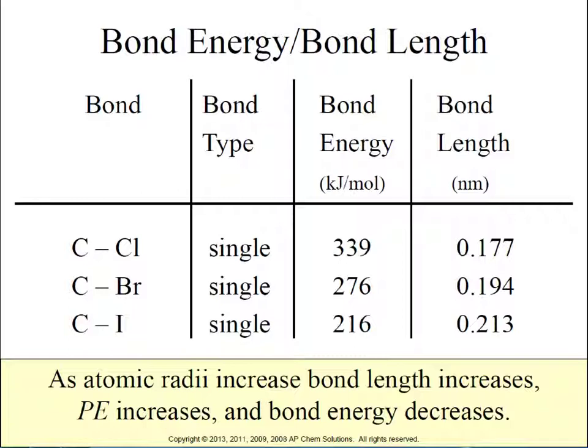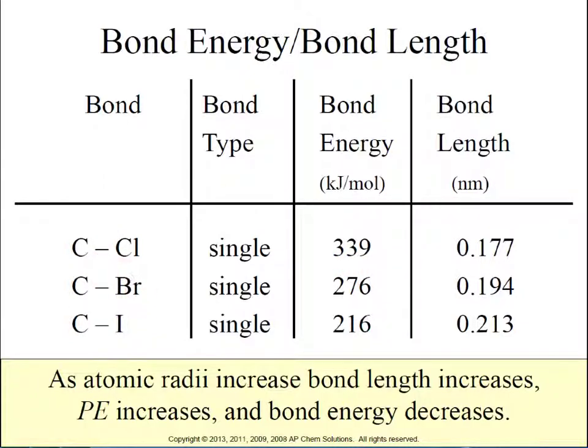Okay, here are three examples. These are all carbon bonded to different halides. If you look on your periodic table, chlorine, or chloride, is the smallest, and iodide is the biggest, so these go down on the periodic table. All of them are single bonds, and we can see the bond energy to form this one right here, which has the smallest bond length because chloride is the smallest, is 339 kilojoules per mole. That means it would release 339 kilojoules if it were to form, and it would require 339 kilojoules to break.